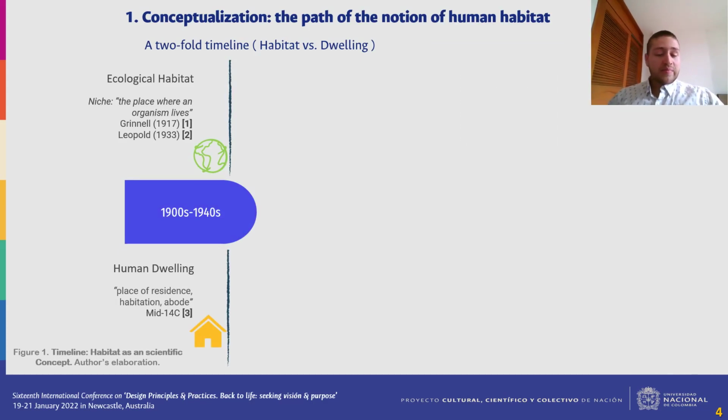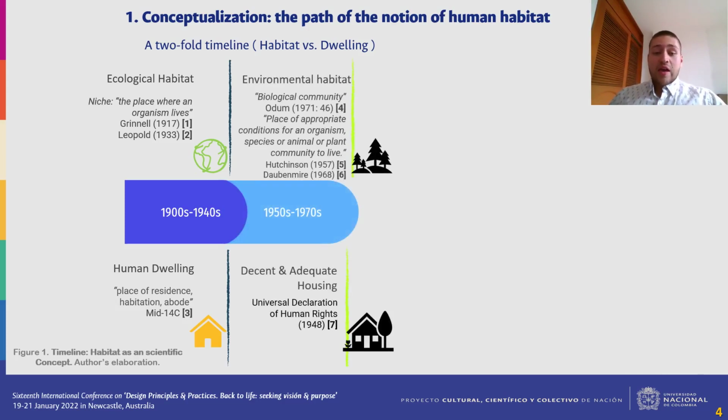At the very beginning, the notion of habitat was coined in the field of biological sciences, specifically in ecology, by some scientists like Grinnell and Leopold, as a synonym of niche, ecological niche, meaning, I quote, the place where an organism lives. But simultaneously, the concept of dwelling, human dwelling, has been used since the mid-14th century, meaning place of residence, habitation, and abode.